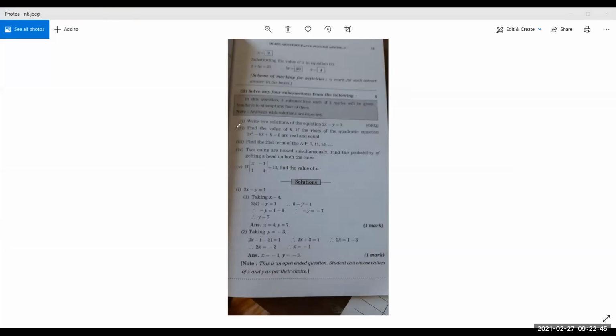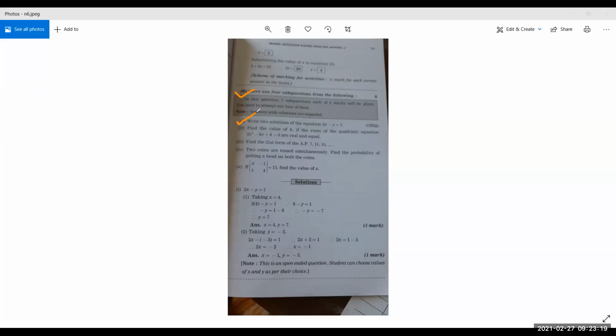Now let's see the marking scheme when we have to solve the same types of questions, and the marks are also just 2 marks only. We have to solve any, and each question carries 2 marks. So let's see the first question. Write 2 solutions of the equation 2x minus y equals 2. What is here to know? 2 solutions we have to find. 2 solutions means we have to find the values of x and y for which the given equation will be satisfied.